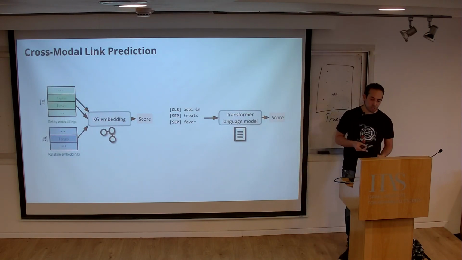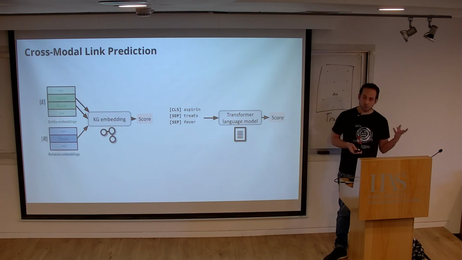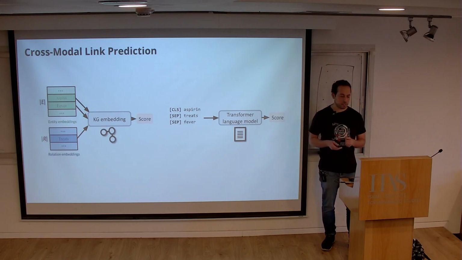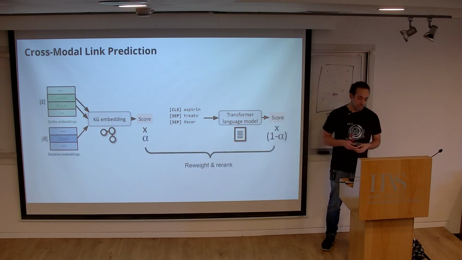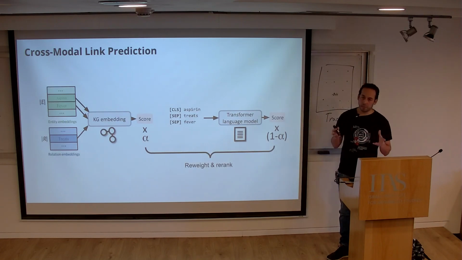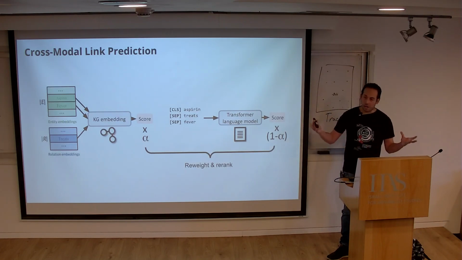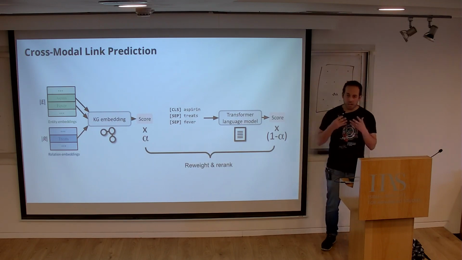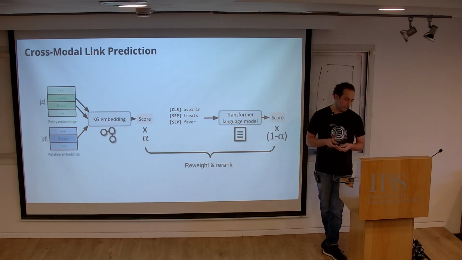We call this cross-modal link prediction. We look at those structural graph-based embeddings. We look at the language-based representations, and then we reweight or re-rank the graph scores by using a transformer language model. So you can just think of this as a simple type of ensemble where you reweight the graph and the text information into a final prediction.